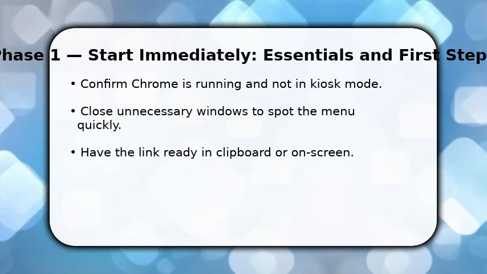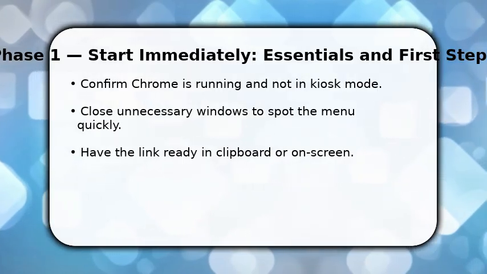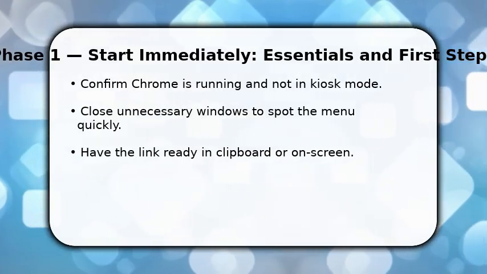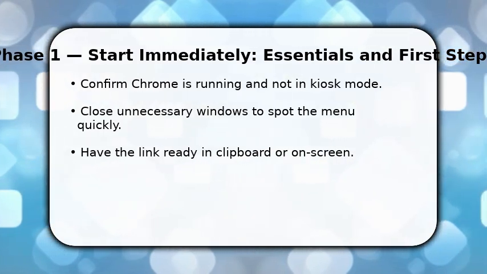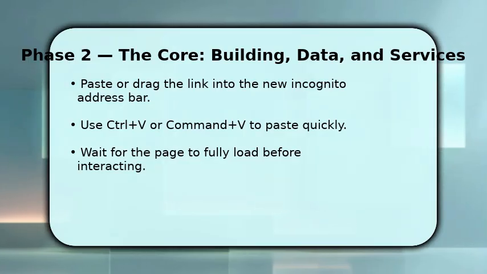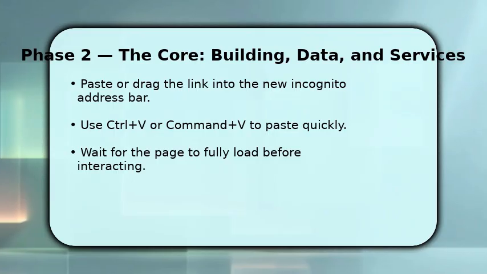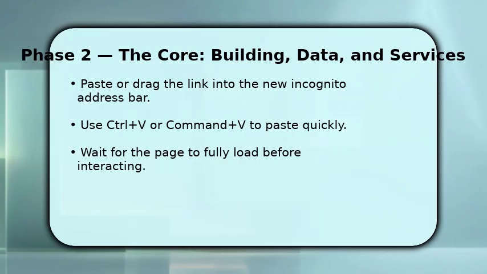Make sure extensions are disabled in Incognito by default. That preserves privacy and explains why some pages behave differently. Once your Incognito window appears, focus the address bar and paste the link. You can also drag a URL from another window into Incognito. If the link is from an app, choose Open with Chrome, then pick the Incognito window.